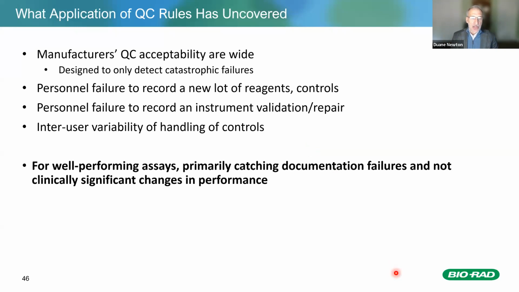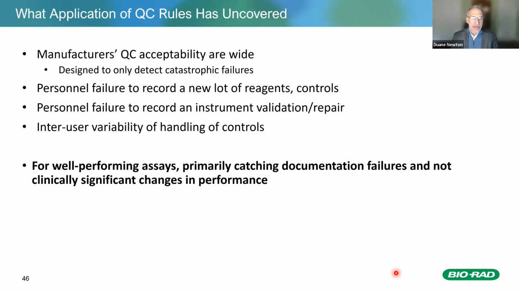What they found in the lab when they started implementing these rules based on this analysis is that they were finding really operational issues, such as the testing personnel failing to record new lots of reagents or controls. So there were unexpected failures because the values being detected were different than what was expected for the lot being used. There was also failure to record instrument validation or repair, which resulted in some variations in trends. It also showed that there was inter-user variability in how controls were handled in the lab.